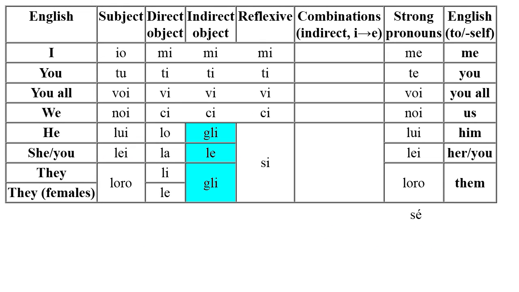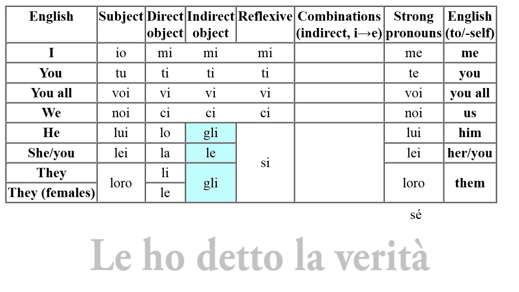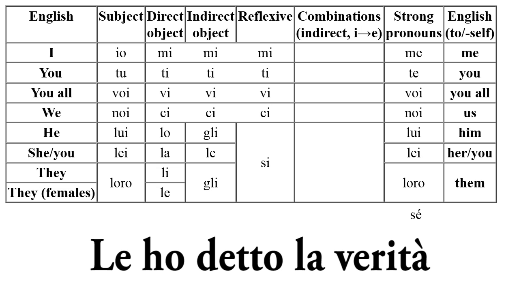In the indirect object column, we have the words gli and le. Gli can mean something like to him or to them. Le can mean to her or to you, although some may colloquially use li in this instance too. An example is Le ho detto la verità. I told her the truth.